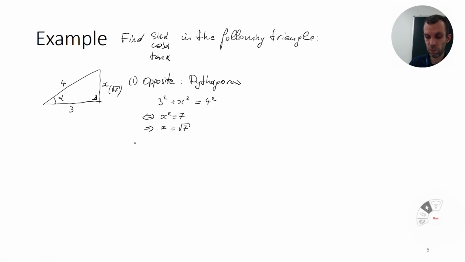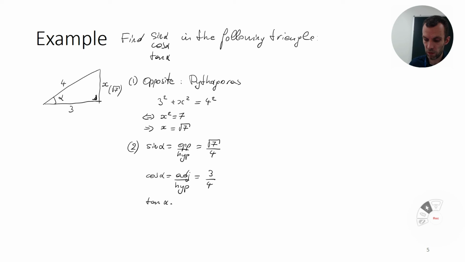So that's good because now we can use our trigonometric formulas to calculate the rest. We know sine of alpha is opposite over hypotenuse. So that's square root of 7, what we just calculated, divided by 4. Cosine of alpha, that's adjacent divided by hypotenuse. So that's 3 by 4.